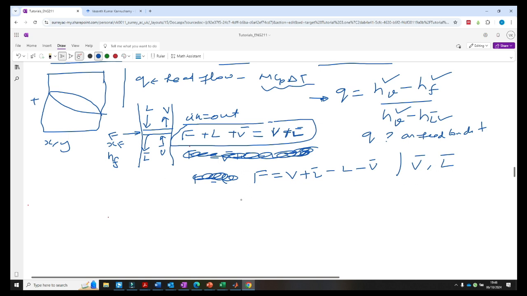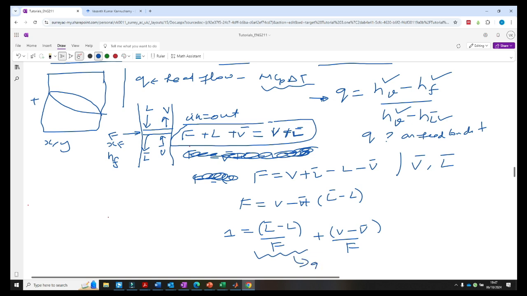Okay, so we can rewrite this equation. So V minus V dash, and then plus L dash minus L. Okay, and then if I divide both sides by f, this will become 1 is equal to L dash minus L divided by f plus V minus V dash divided by f, and then traditionally we call this term as f in the distillation.